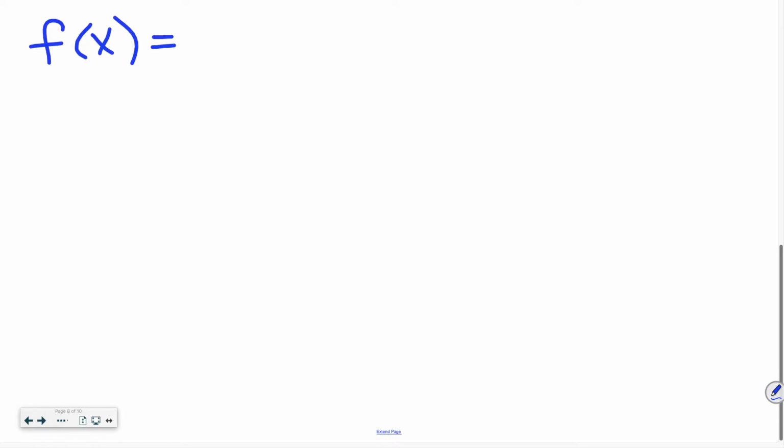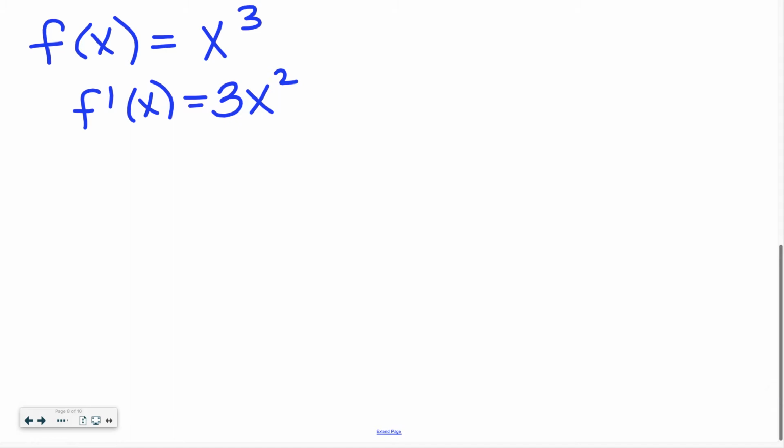Okay, how many of you vote yes? Critical number means change in direction. Ooh, who can give me an example of something that would contradict that? You all are saying no, so give me a counter example. Oh, a cubic function. What's the derivative of x cubed? 3x squared. What's our critical number? 0.